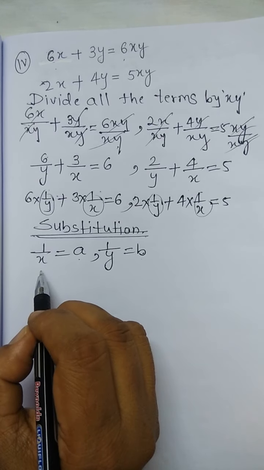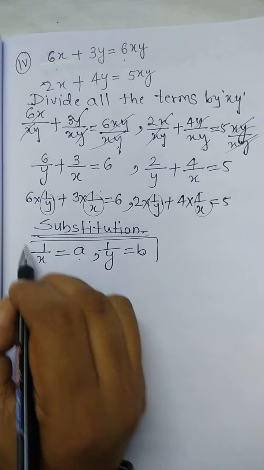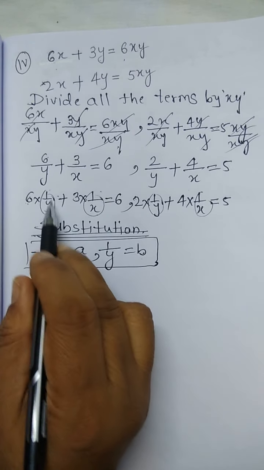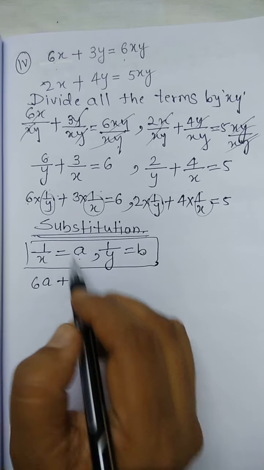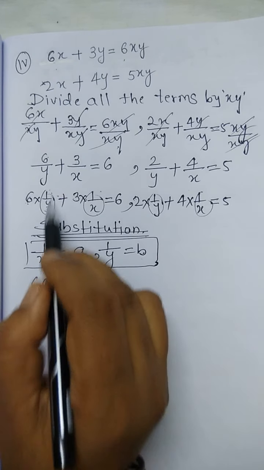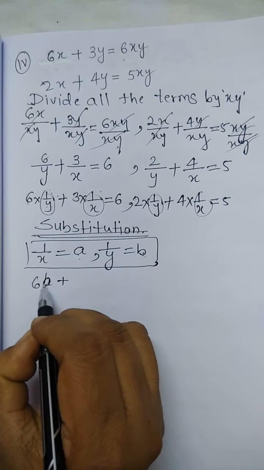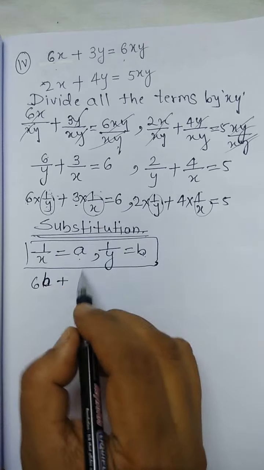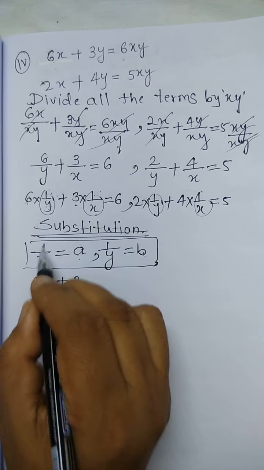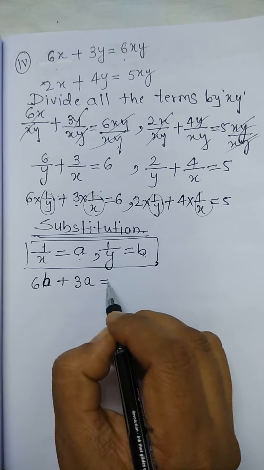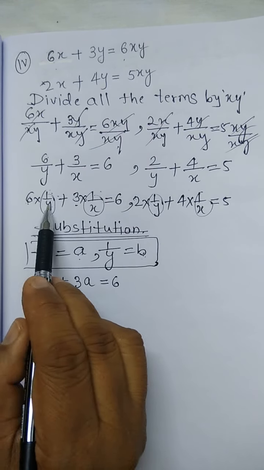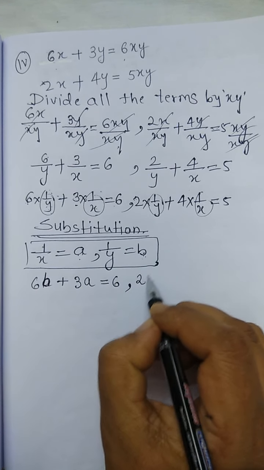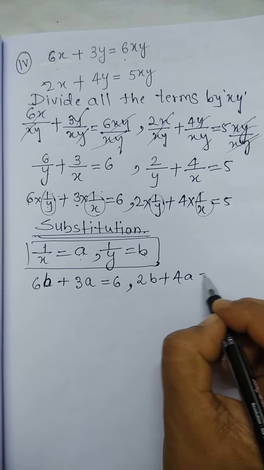Now substitute the values. Follow this substitution. 6 into a, 6a plus 3 into, sorry, 1 by y value I have taken b. So 6 into b. By mistake I have written the a. So now 3 into 1 by x means 3, 1 by x value I have taken as a, equal to 6. Okay, 6b plus 3a equal to 6. Now 2b plus 4a equal to 5.